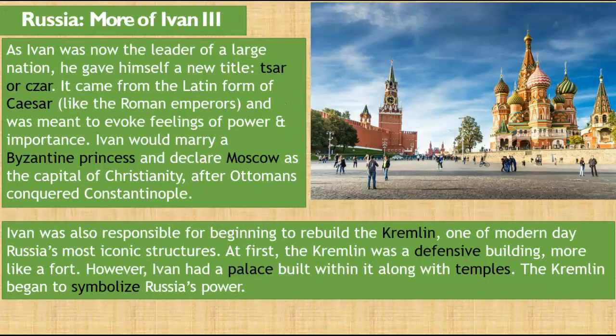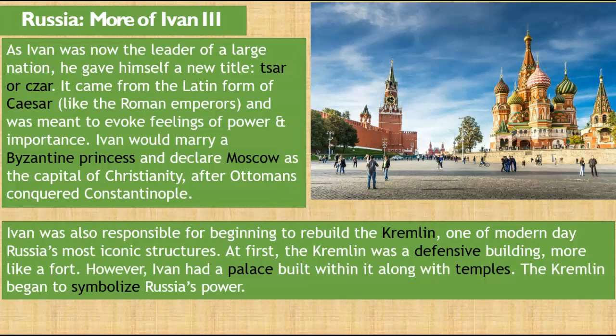More on Ivan III. As Ivan was now the leader of a large nation, he gave himself a new title, Tsar. And that can be spelled T-S-A-R or C-Z-A-R, but it's pronounced Tsar, like with a Z. It came from the Latin form of Caesar, like the Roman emperors, and was meant to evoke feelings of power and importance. Ivan would marry a Byzantine princess and declare Moscow as the capital of Christianity after the Ottomans conquered Constantinople. And again, relay back what you learned a lesson or two ago about the Ottoman Empire, okay? And that map, if you remember seeing about Constantinople in our class slides.